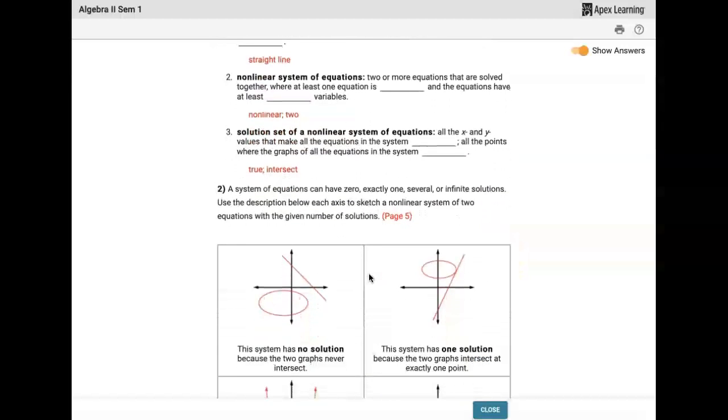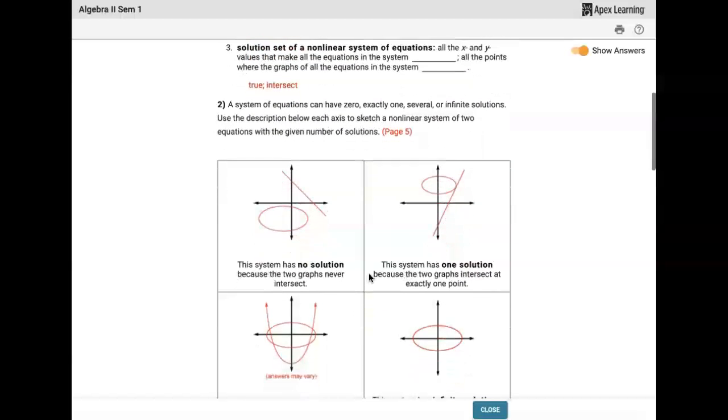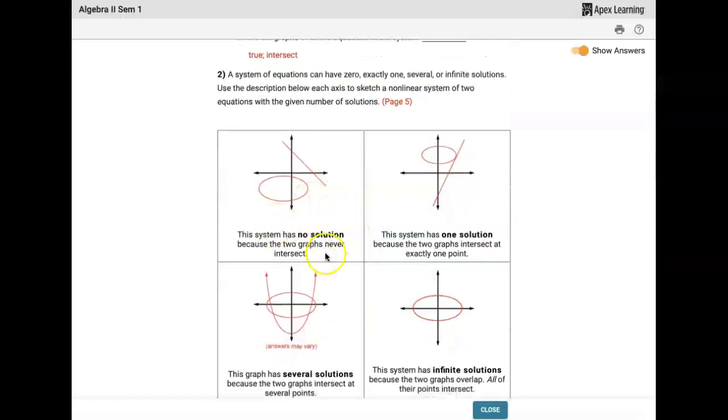For number two, this is just asking you to draw pictures. You could have drawn it with parabolas, or with different oval shapes, but it's saying draw a system. This one has no solution because they're not touching. This one has several solutions because it crosses in multiple points. This one has infinitely many because they're the exact same thing. And this one just looks like it intersects at one place.